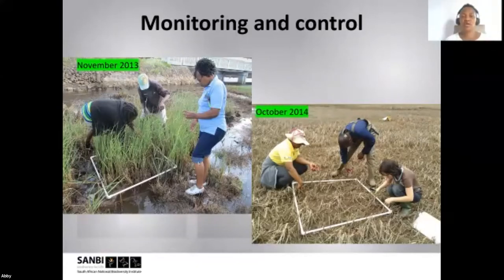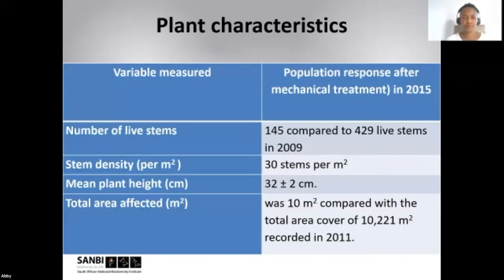The objective here was to characterize the population and measure response to control measures. From 2015, we also started recording additional data on native species recruitment and cover. Already here in these pictures, you can see where we started from and how the site was looking in 2014, a year later, after we started with the control.